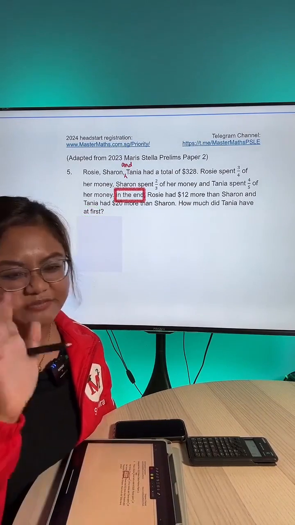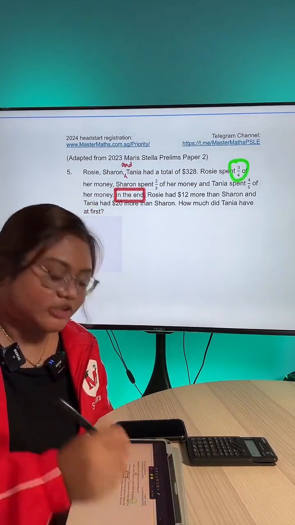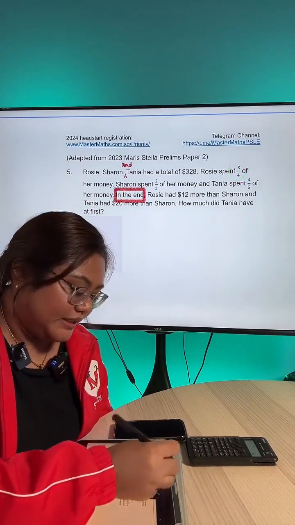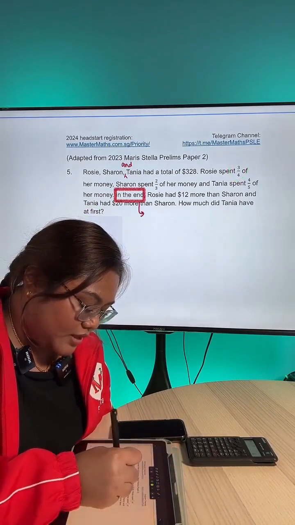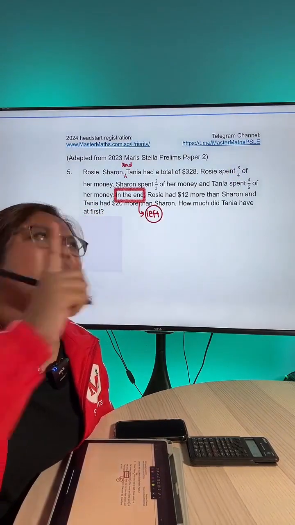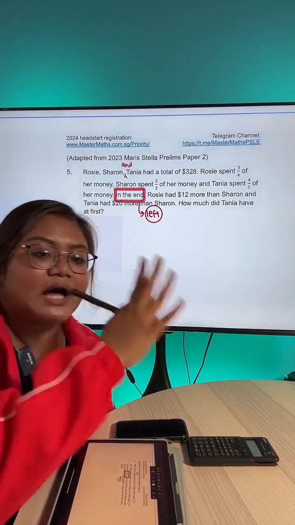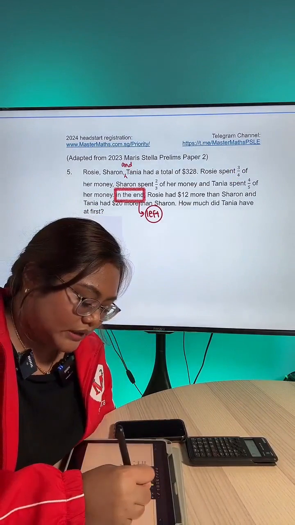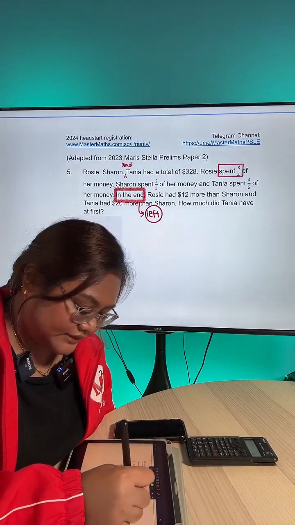Okay, the reason is actually very simple. We are given how much they spent. If we want in the end, we are looking for left. Therefore, your thought process must be in the end. In the end means left. Left means I must look for all the amounts that they have left.